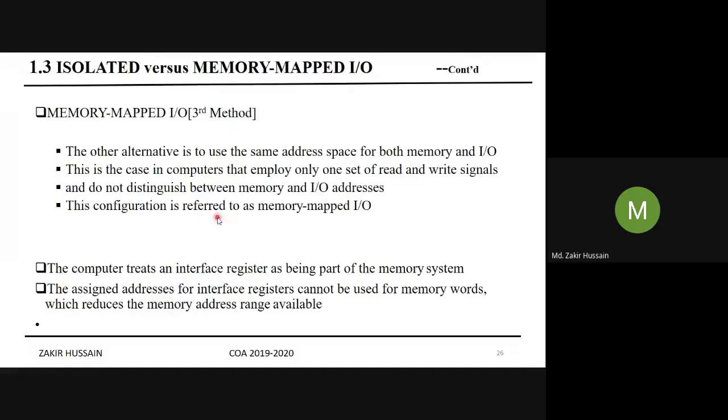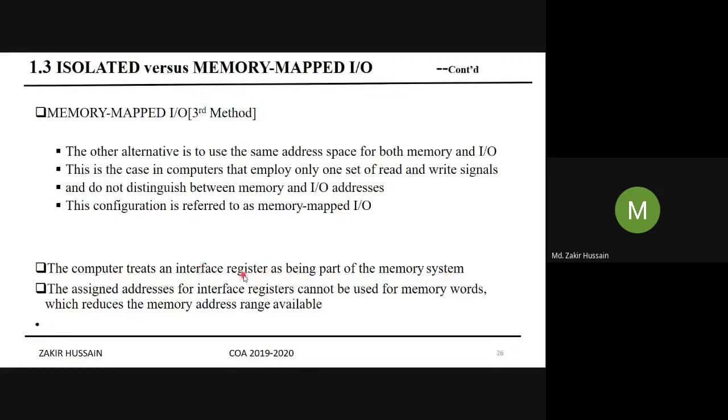So the summary here is, we are using the same address space, that is 0 to 64, for memory as well as for I/O devices, and also the same control signals for read and write. So the computer treats an interface register as being a part of the memory system.